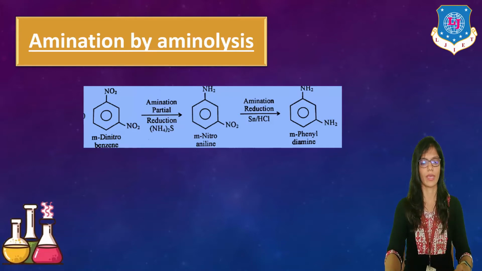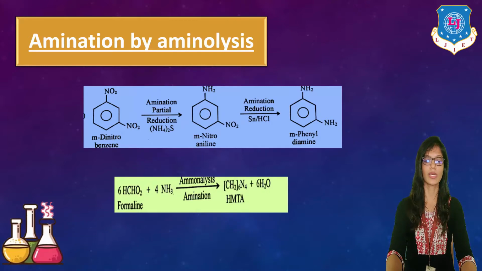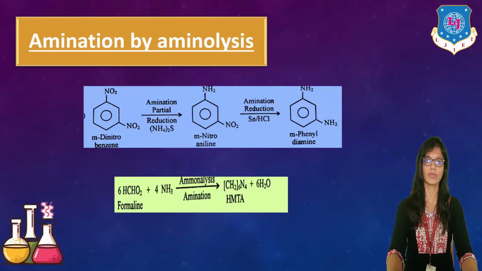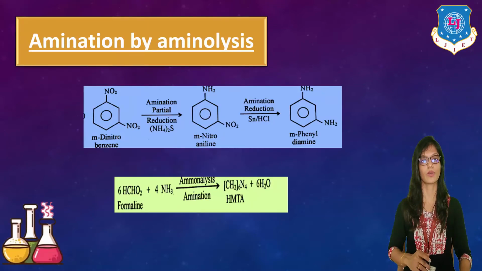Another example is formalin. As you can see in the image, formalin reacts with 4NH3, aminolysis, amination, converting itself into HMTA plus 6H2O. So in this manner, using such reduction processes, we can convert a nitro group into an amino group. This is all for this session. Thank you so much, everyone.